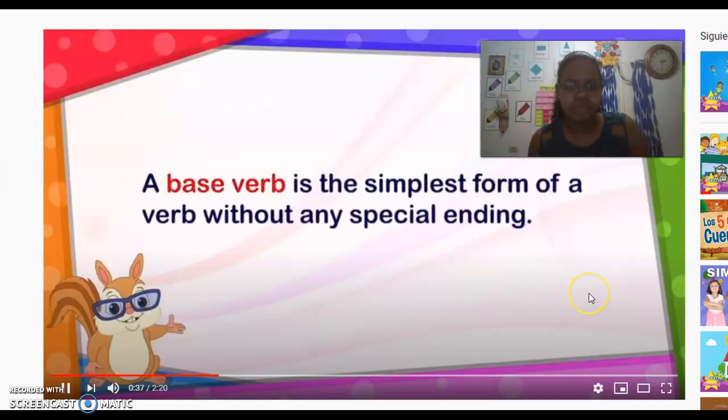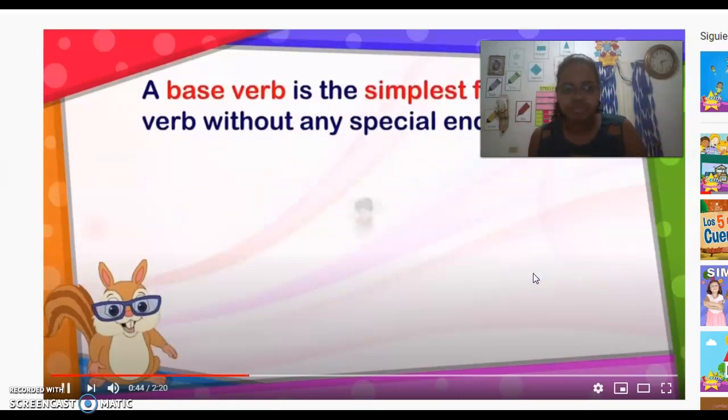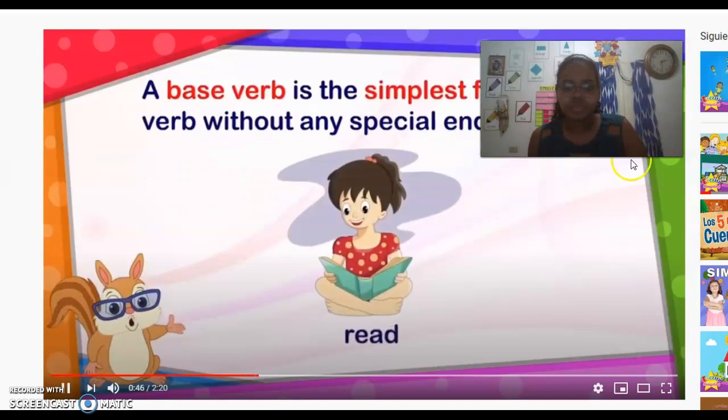A base verb is the simplest form of a verb without any special ending. So a base verb is the first form of the verb, the simplest form, without any special ending. It's just the verb. The verb doesn't change here in the base form. For example, read.